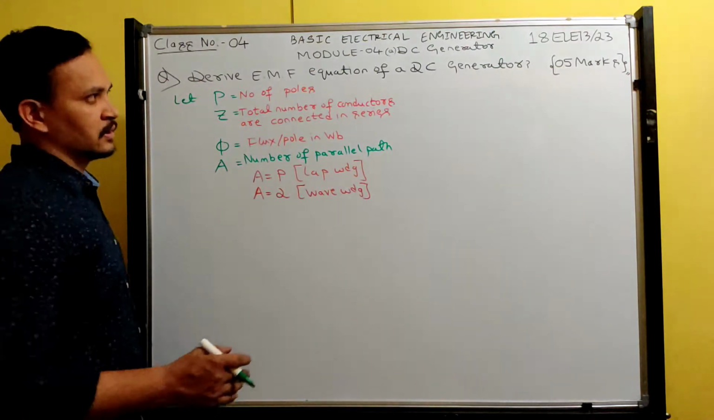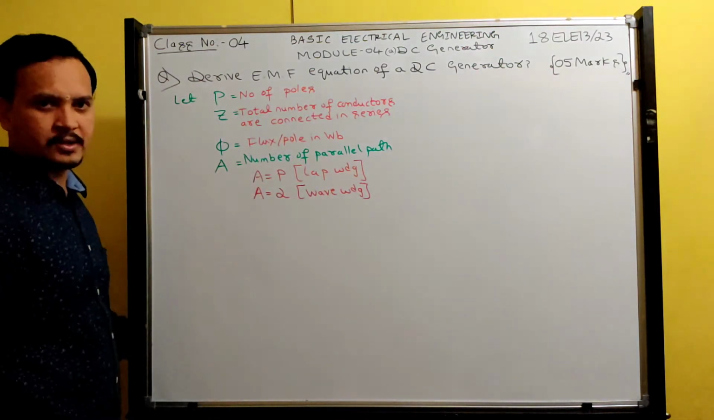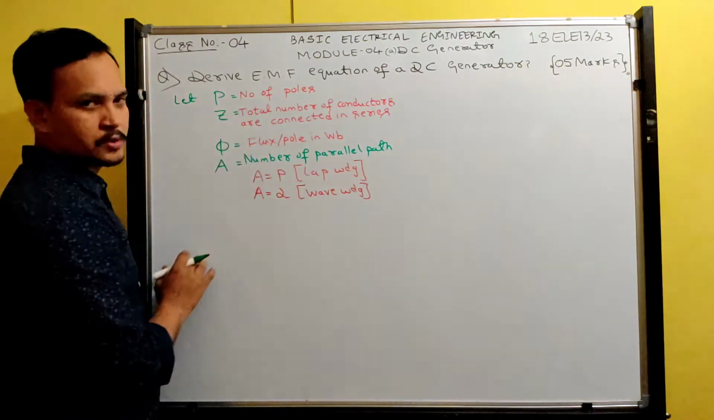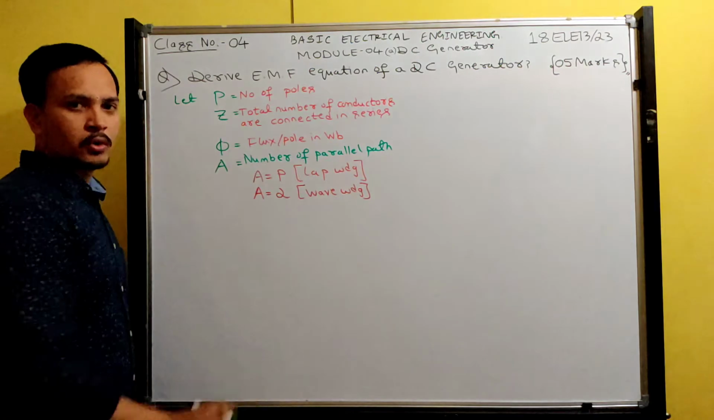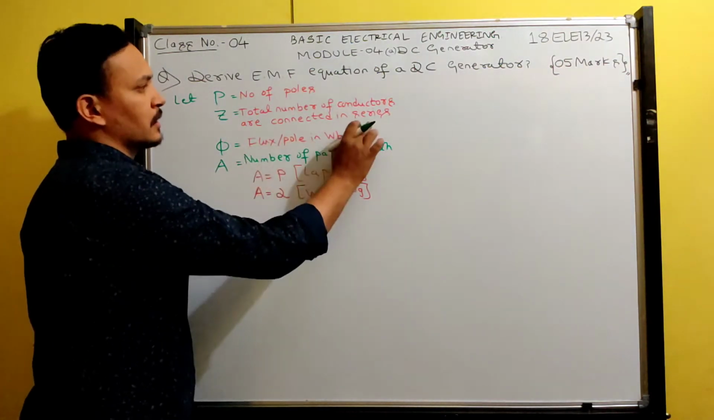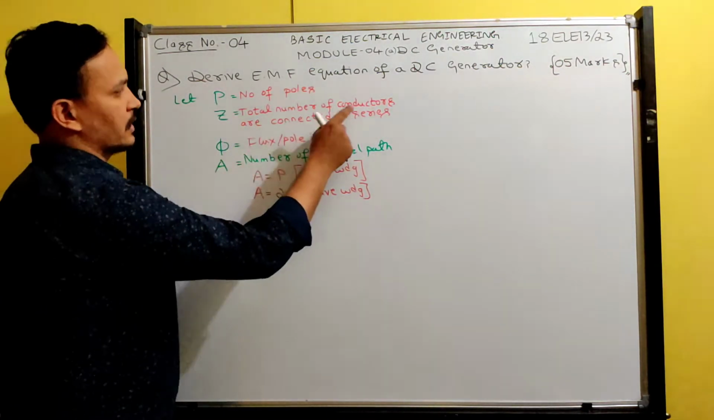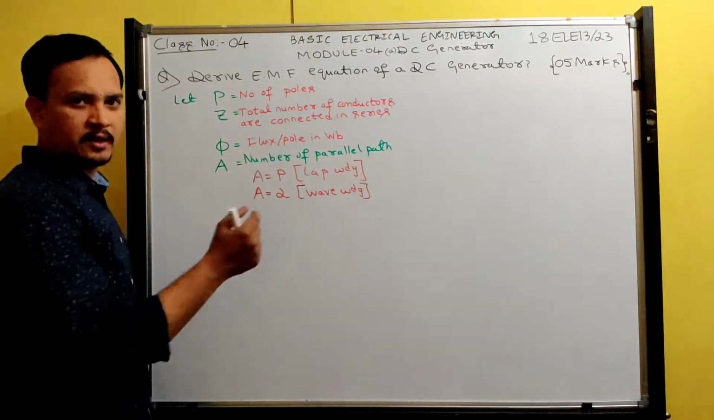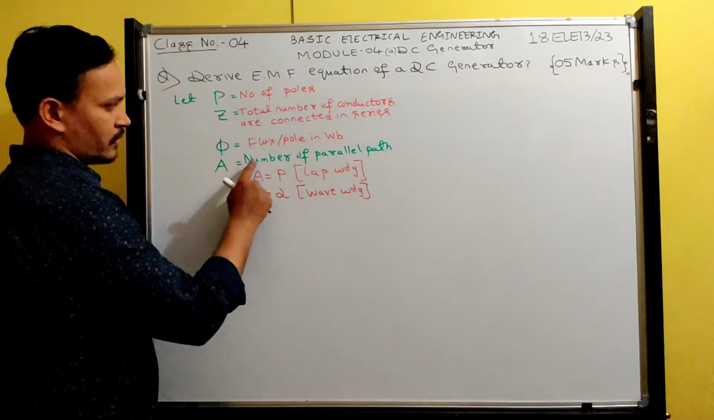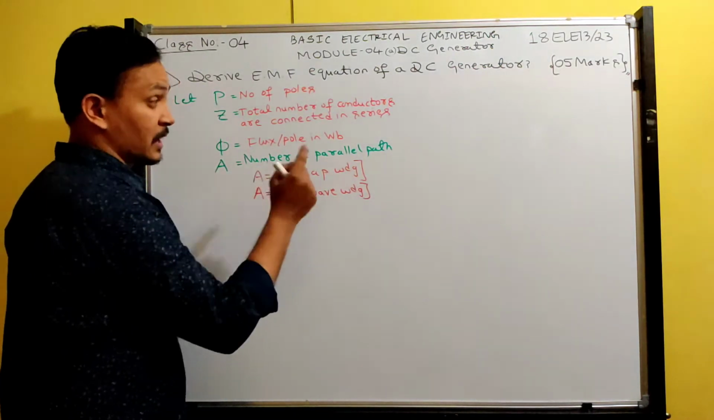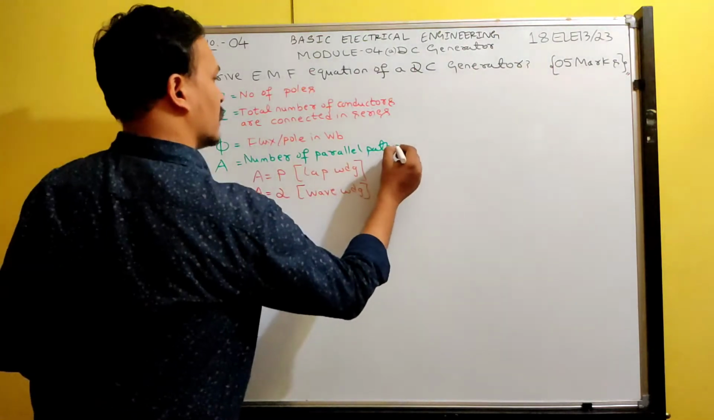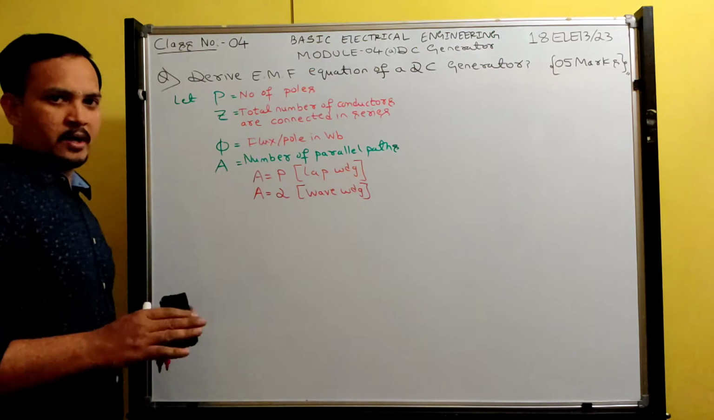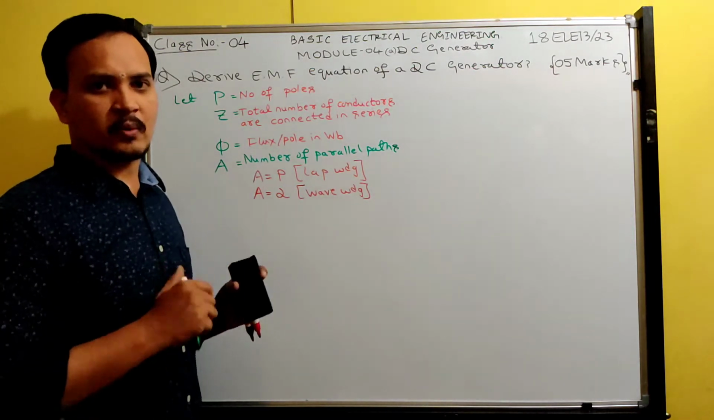Before deriving this, we have to write the usual notations. Let capital P be the number of poles and capital Z the total number of conductors connected in series, and phi is equal to the flux per pole in Webers. Capital A equals the number of parallel paths. This number of parallel paths depends on the type of armature winding.